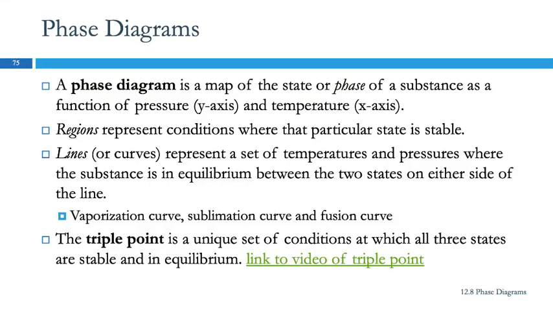Phase diagrams are like a map of the phase or the state of a substance, solid, liquid, gas, looking at that as a function of pressure and temperature. In a phase diagram, there are regions and there are lines. The regions represent a set of conditions where that particular phase is stable, and the lines, usually curves, represent the temperatures and pressures at which that state change is going to occur. There's a curve for vaporization, one for sublimation, and one for fusion.